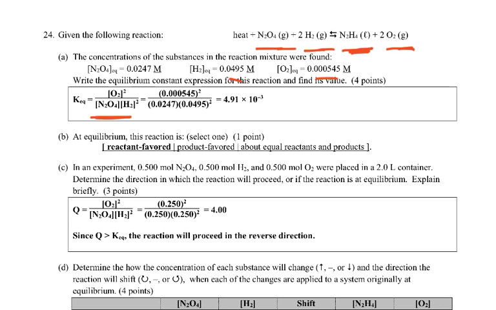Then we're going to substitute in our values, and you got to be careful here. So it's 0.000545. It goes on top, it's squared. On the bottom, we have the N2O4, the 0.0247, and the H2 is 0.0495, and that one is also squared. So people goof these up because they're not careful substituting in. So just, don't skip steps. Do this and substitute those in carefully. And then just work out the answer, and the answer is going to be 4.91 times 10 to the minus 3. So it's really a simple kind of a problem.